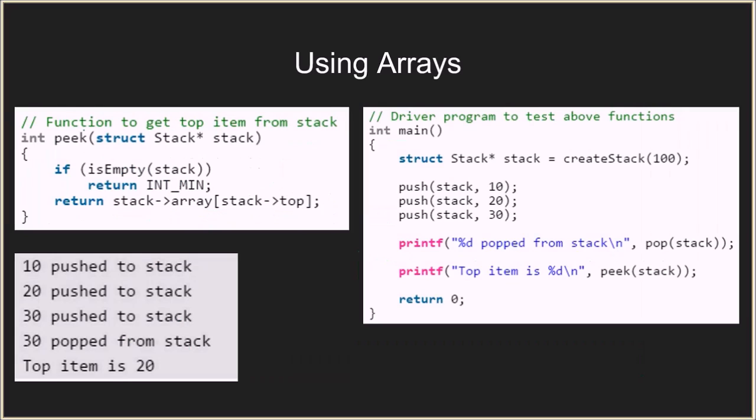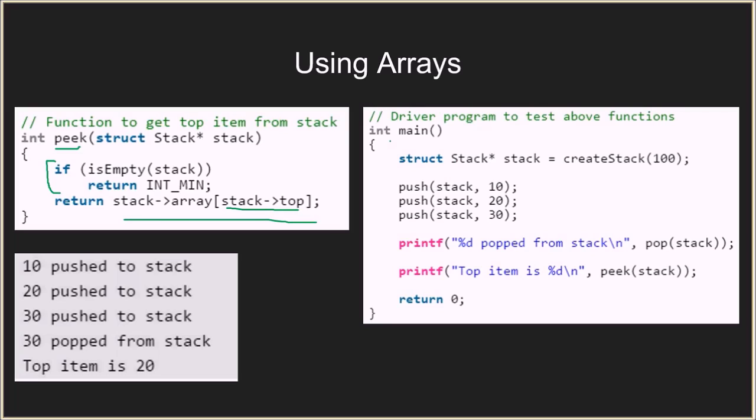Now we have the function peek. So peek just gets the value at the top. Again, it needs to check if the stack is empty. If the stack is empty, then it just returns int min. Otherwise, it just returns the value at the index top of the stack.